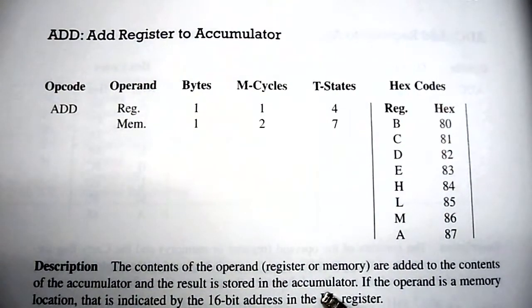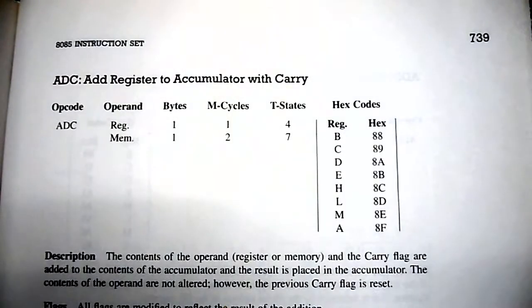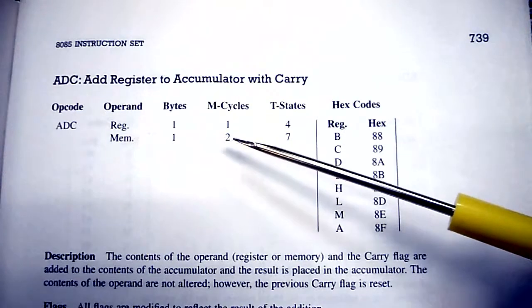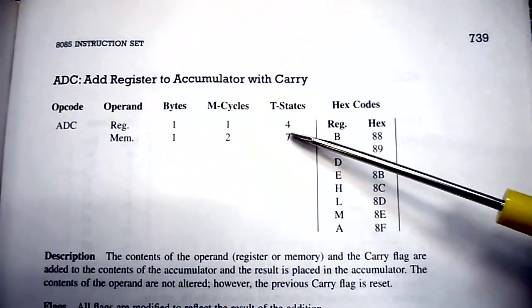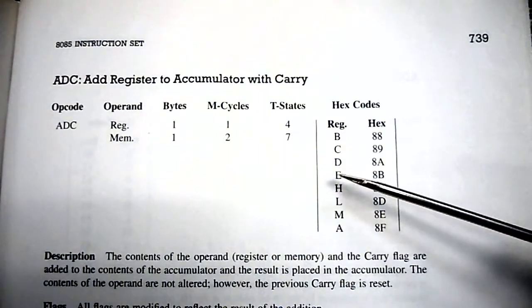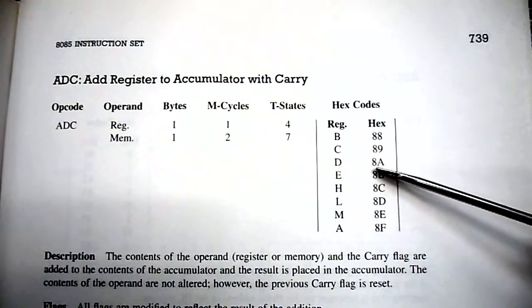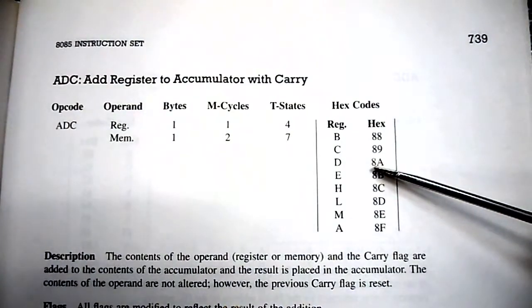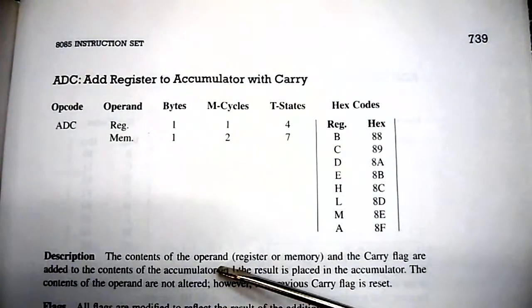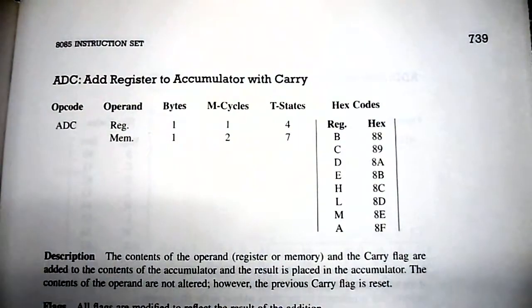And as you can see on page 739, we have the ADC instruction, add register to accumulator with carry. You can see it's 1 byte, 1 machine cycle, and 4 T states. We're looking for the ADC D instruction, so that's got a hex code of 8A. It says the contents of the operand, register or memory, and the carry flag are added to the contents of the accumulator, and the result is placed in the accumulator.